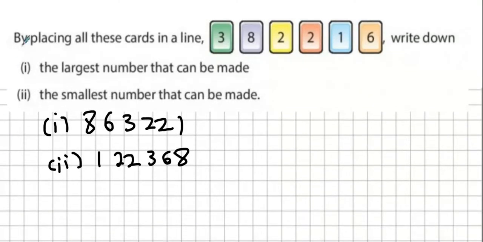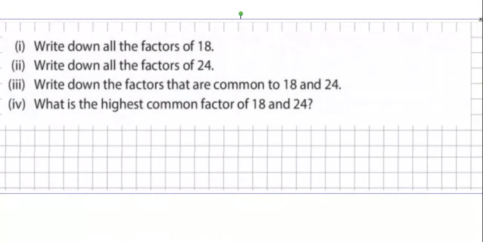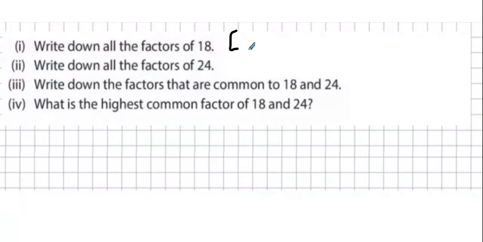Move on. Okay, awesome. Right, write down all the factors of 18. Okay, start small. 1 and 18. 2 and 9. 3 and 6. And that's your lot.